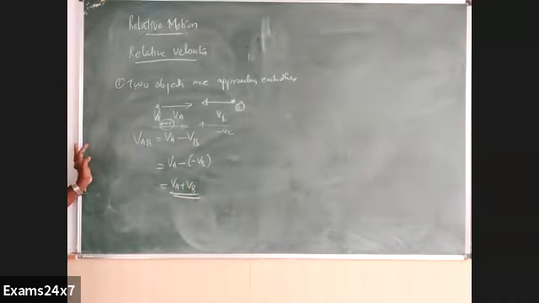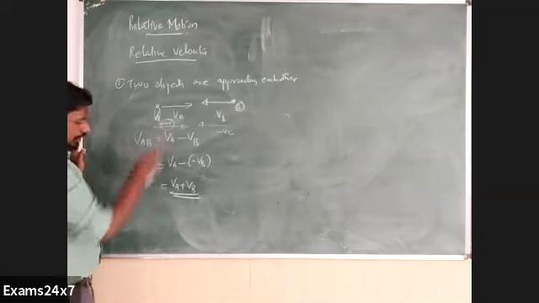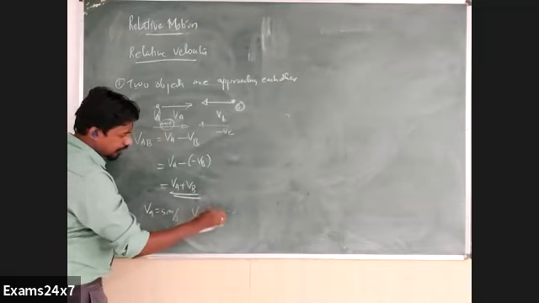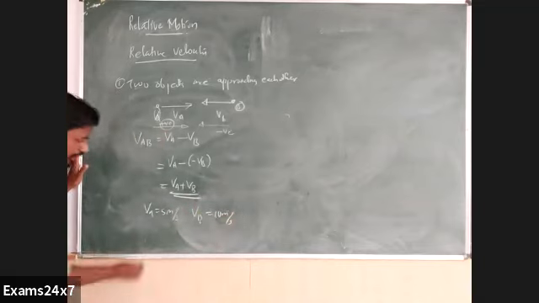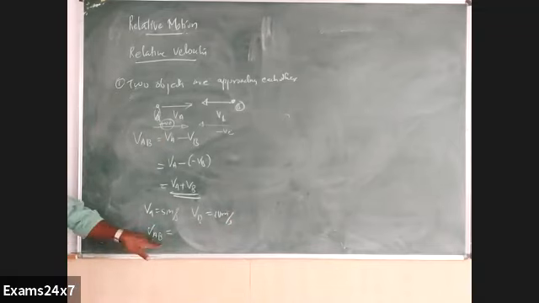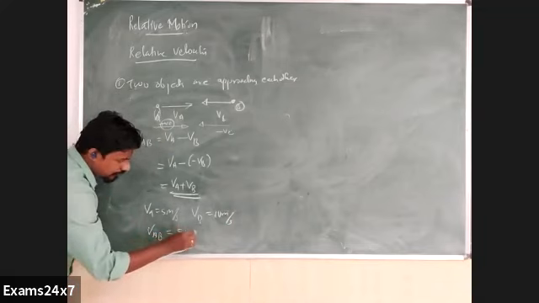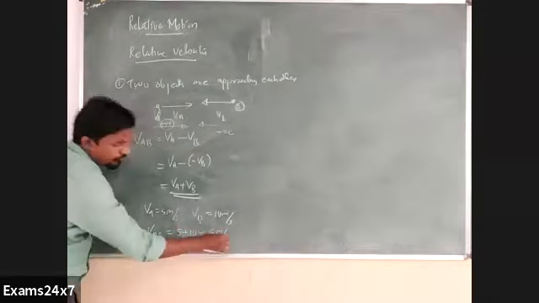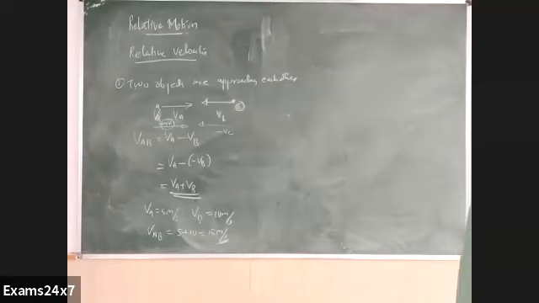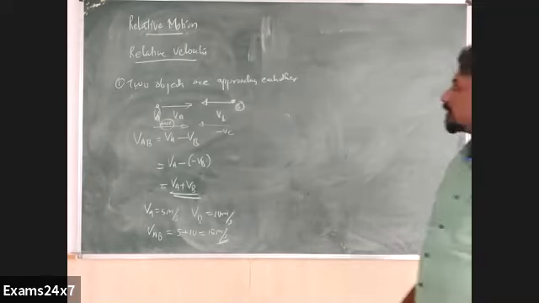For example, VA is 5 meters per second and VB is 10 meters per second. The velocity of A with respect to B is 5 plus 10, that is 15 meters per second. They are approaching each other. The relative velocity is the sum of the magnitudes of the velocities of each object, 15 meters per second. Clear? Okay.